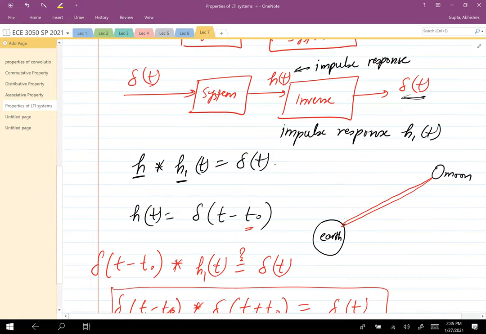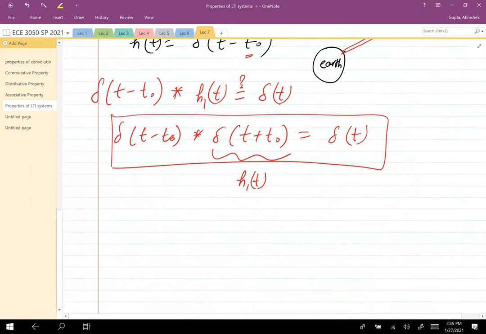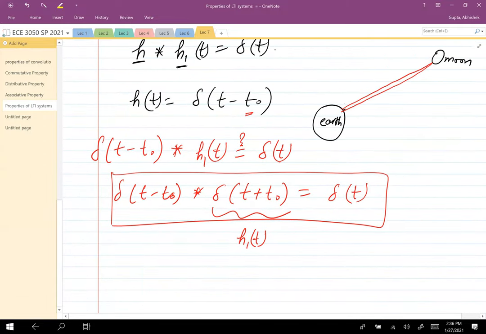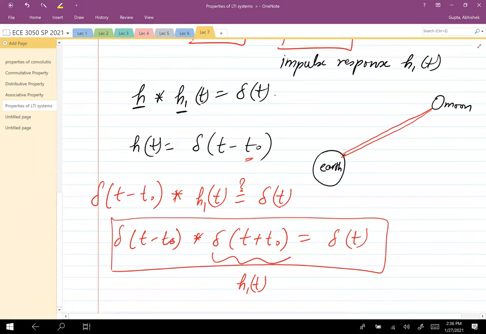And for the LTI system, because all of this can be done through convolution, the criterion for figuring out whether an LTI system is invertible or not basically boils down to construction of such an h1 of t such that h convolution h1 is the same as the delta function, the impulse function. Great question.